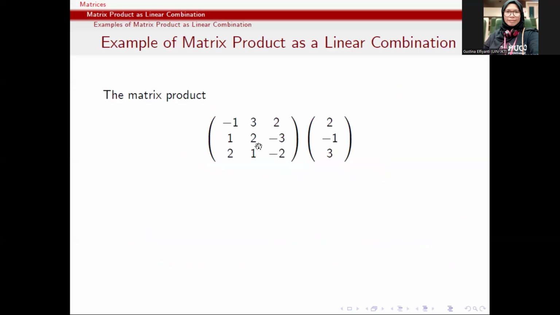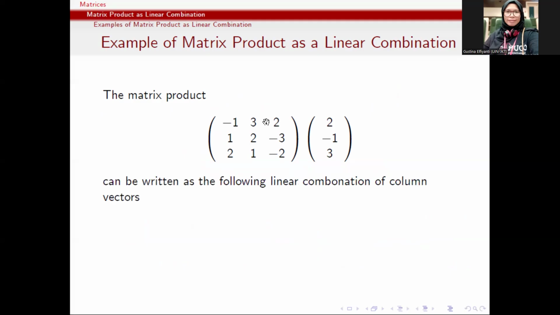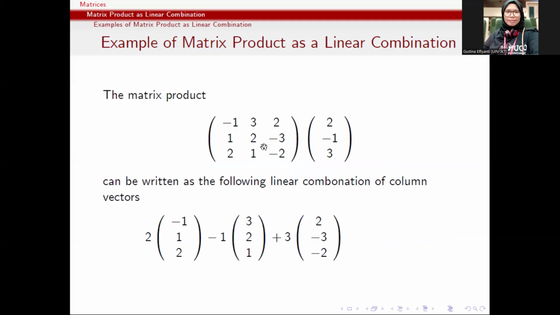For example, let's say we have A, this one, and this one is X. So the product of A and X can be written as the following linear combination of column vectors. The product is 2 times the first column of A plus minus 1 of the second column of A plus 3 times the third column of A. So we got the multiplication of A and X is this matrix.